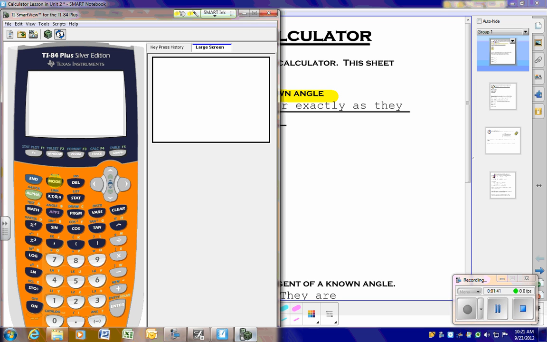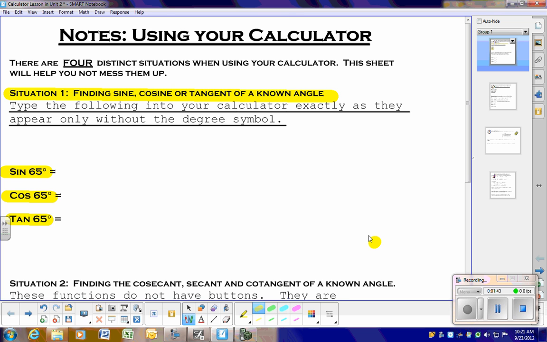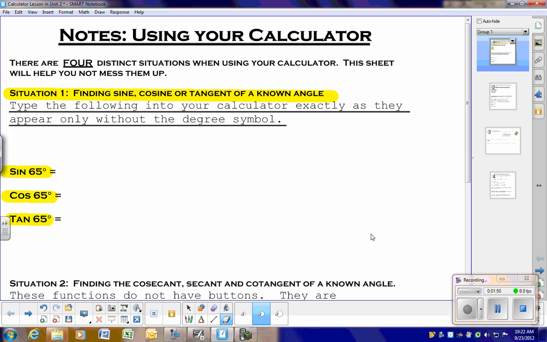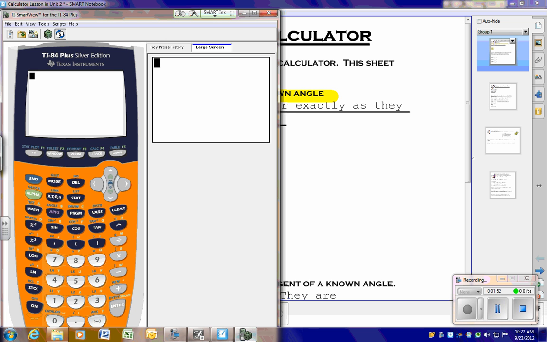Apparently, I still am on highlighter in the smartboard, so that's not so good. Let's just go back and pick up select there. I didn't know it would highlight on the calculator. That's weird. I don't want that little yellow dot.